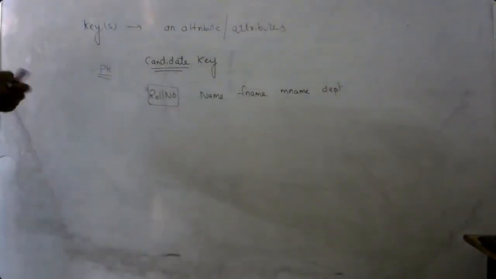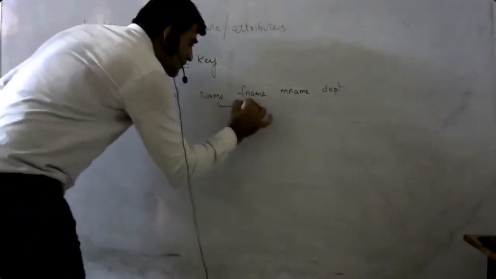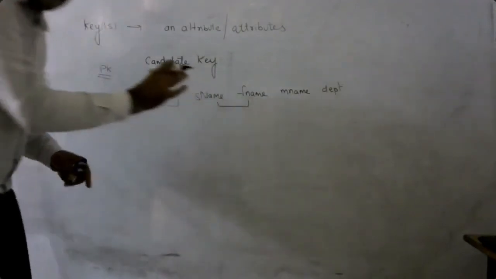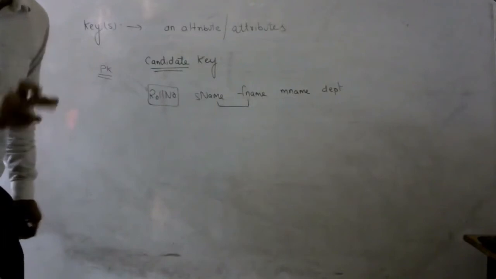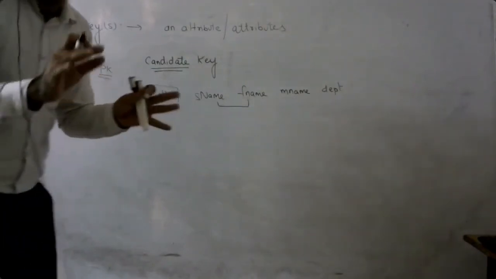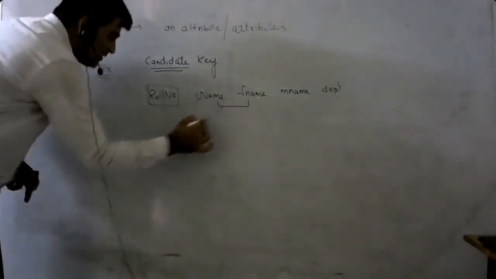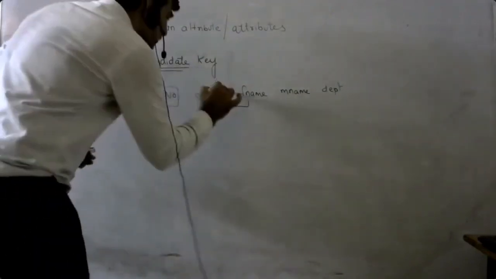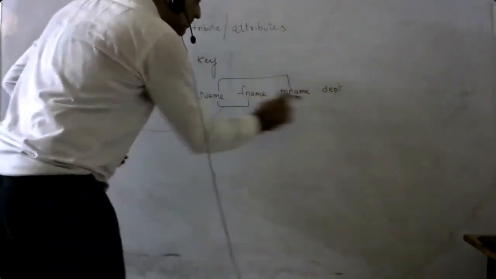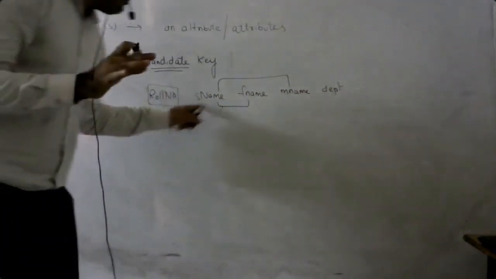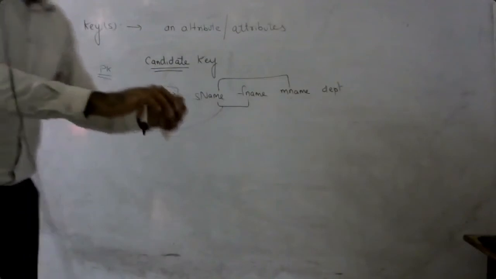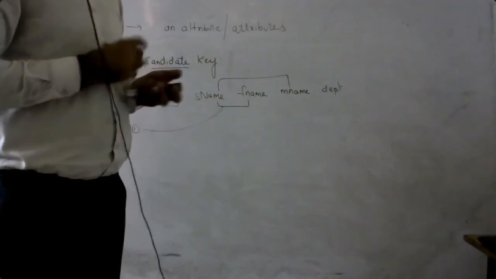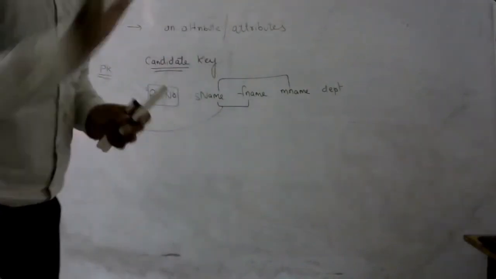Now, second point. If we use the combination of student name and father name together, if it can also serve as the primary key, if it can also uniquely identify the tuples in the relation, that means we have one more key combination which can identify the tuples. If a student says, my name is Rahul, father's name Manmohan, yes, Rahul Manmohan, that is the detail.